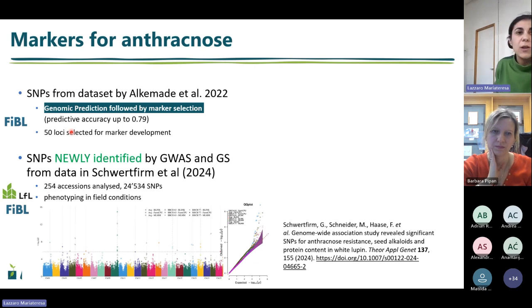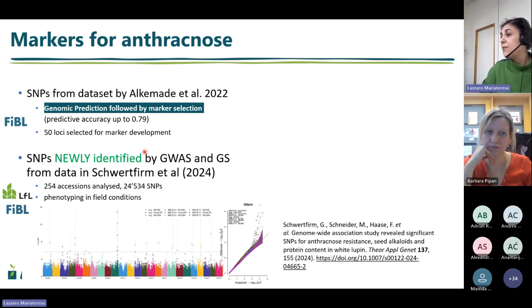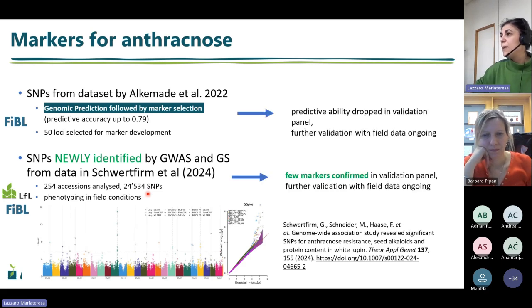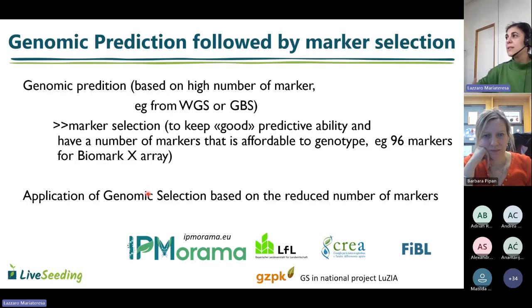Additionally, thanks to our collaboration with LFL, another institute in Germany that also works on white lupin breeding, we could publish a GWAS and genomic selection based on another panel and based on field phenotyping. These are new marker-trait associations which we can try to implement in a simplified, reduced genomic prediction model.